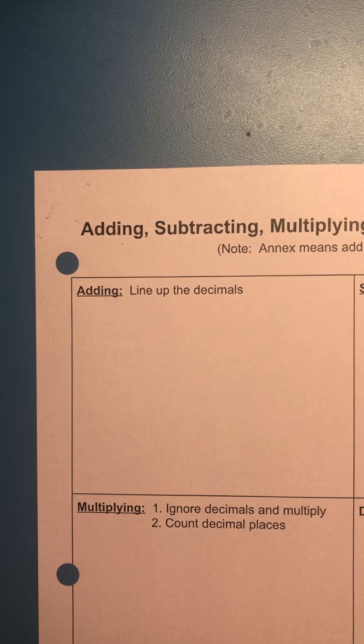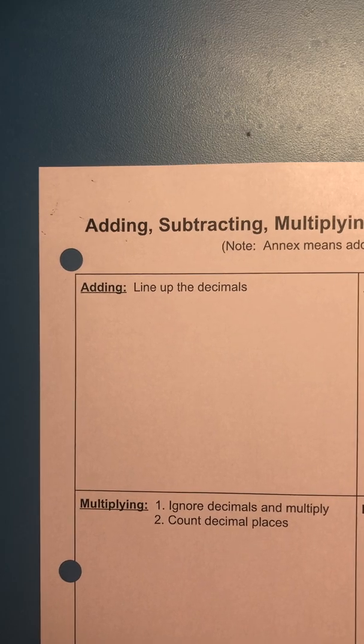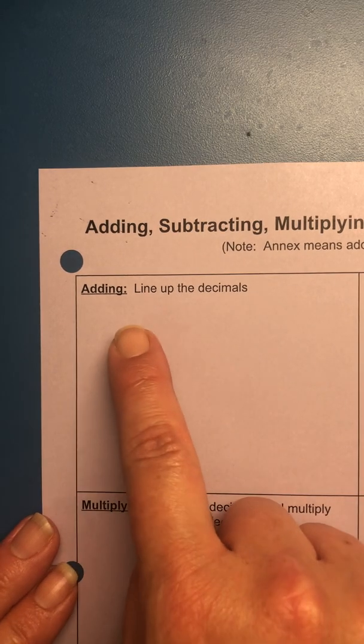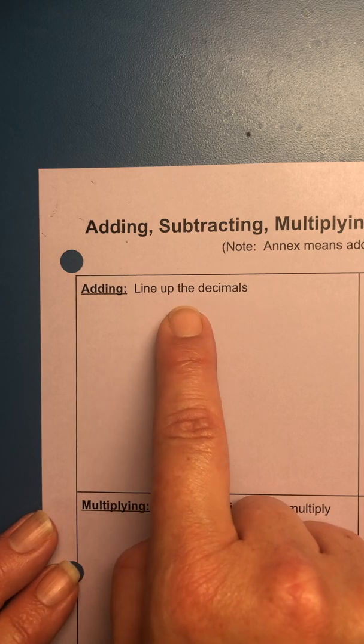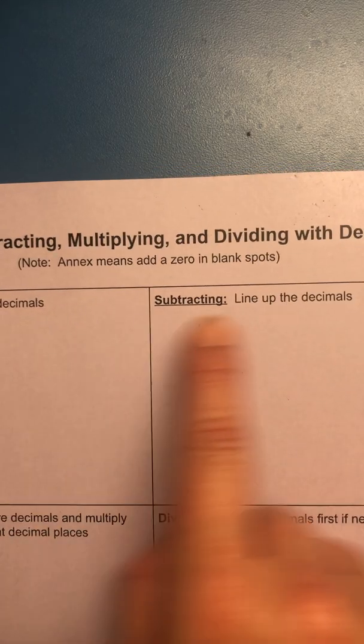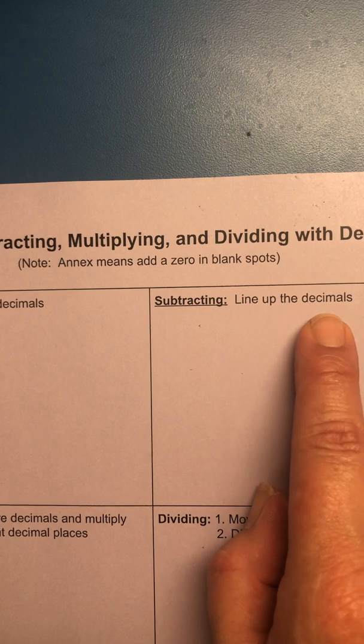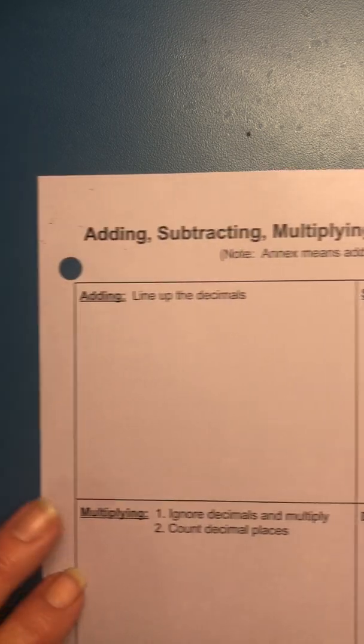But with school getting out so early and you missing several months of school, some of you may have already done this and it will be a review. Some of you may not have already done this, so you're learning it for the first time. Either way, it's pretty simple because adding and subtracting decimals both have the same rule. Line up the decimals. Subtracting. Line up the decimals. So that's kind of nice.